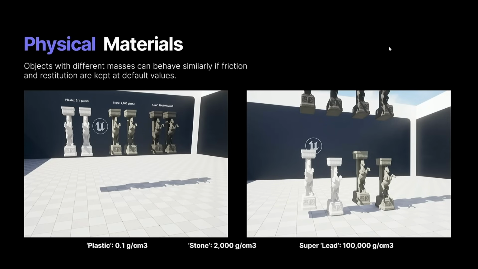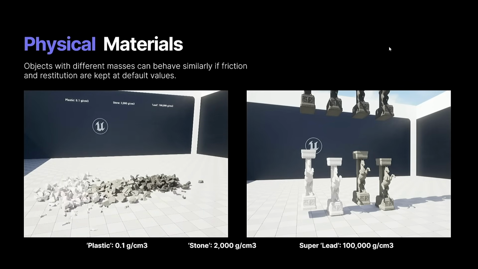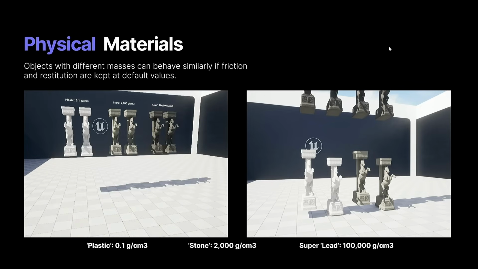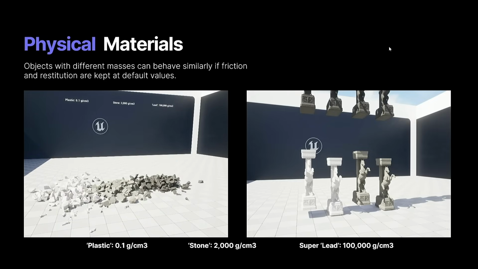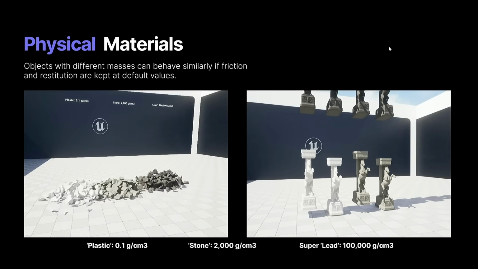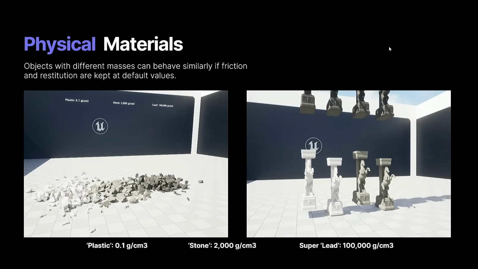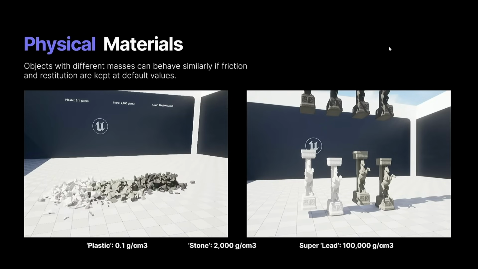So this is physical materials. I have to click this one to get started. A really common note when you're working on destruction is to make things look heavier. It doesn't look like stone, it doesn't look like concrete, and so on and so forth. A lot of people's first instinct, including mine, is to find the physical material and increase the mass, increase the density, and it should be awesome, right?